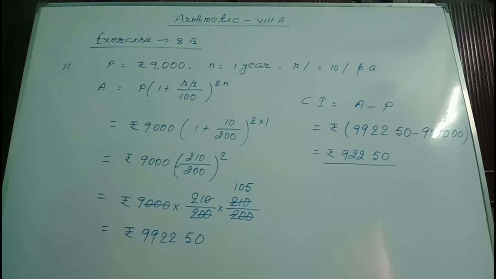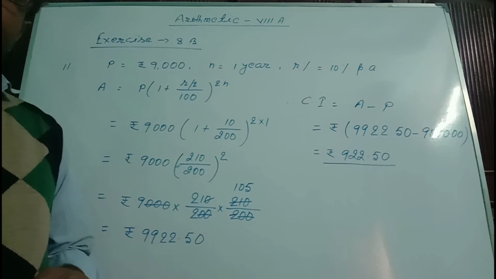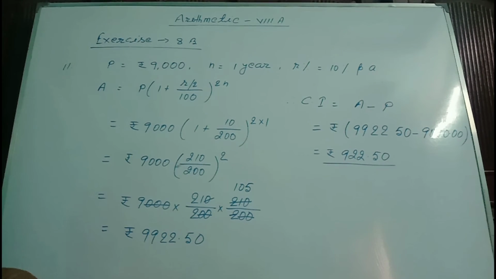In question number 11, principal is given rupees 9,000. Number of years is 1 year, and rate of interest is 10% per annum. This interest is compounded half yearly, and then we are asked to find out the amount and the CI. We know the formula.